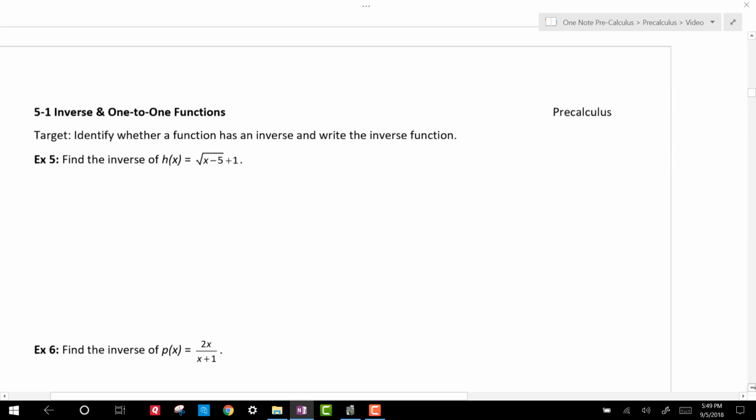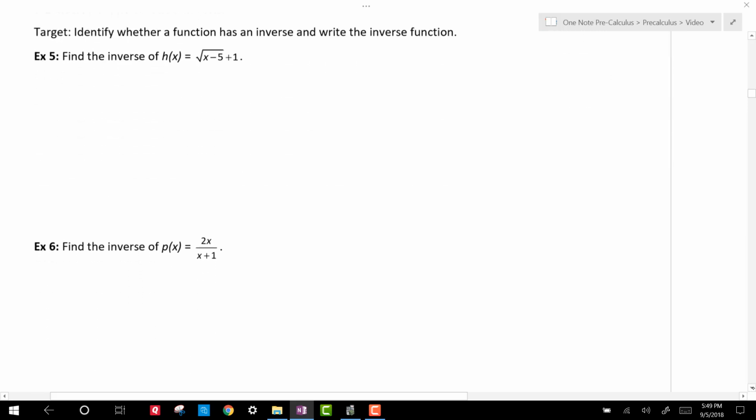All right, so the next example says, find the inverse, and this is a square root function. So again, I kind of just want a picture in my head before I get going here. So I'm actually going to do a little sketch of this function. This function would look like this. It would have a vertex at 5, 1. So I'd have a starting point there. It's going to roll up and to the right just like that.